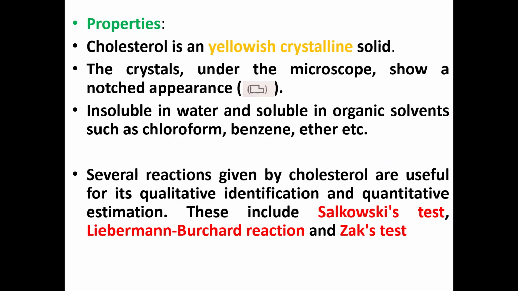In Salkowski's test, we have the upper layer containing the chloroform and the lower layer containing the H2SO4. We have a range of colors from bluish red to violet in the upper layer, and you can also find yellow to green color in the H2SO4 layer, with a green glow that is visible. In the Lieberman-Burchard reaction, a green or blue color signifies the presence of cholesterol.